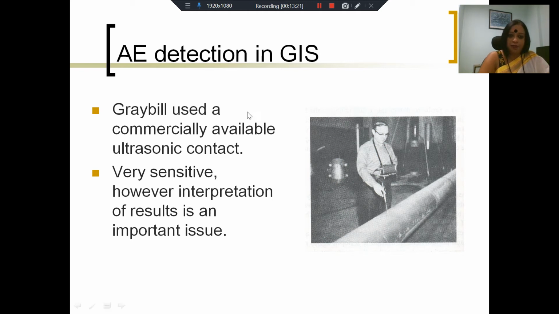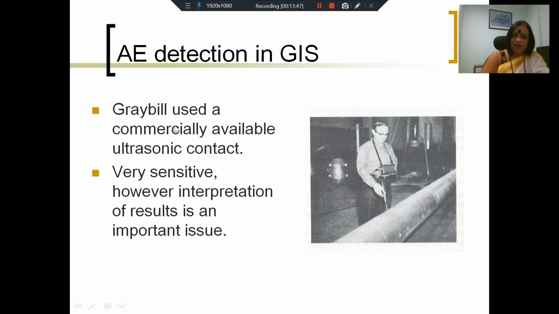Here you see one of the pioneers of acoustic emission, Grable. He used a commercially available ultrasonic contact. So he goes there with a stick and keeps on tapping on the walls of the enclosure to figure out if PD is taking place. Of course, this depends very largely on the skill of the operator. A normal person will not be able to do it, and this does not have very good reliability.